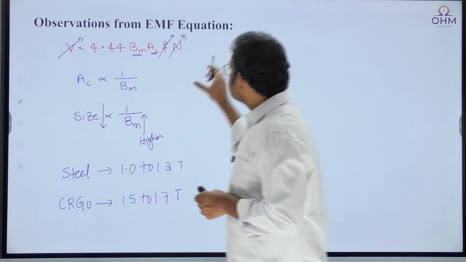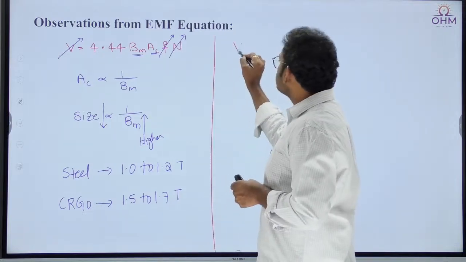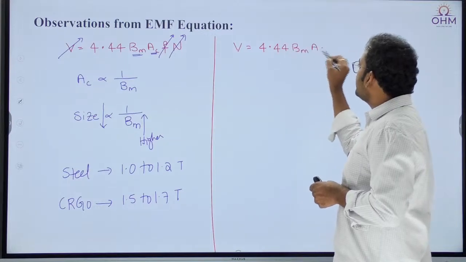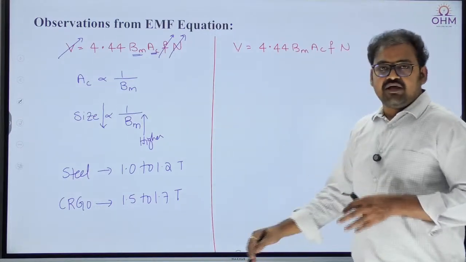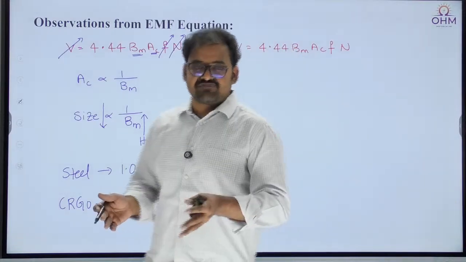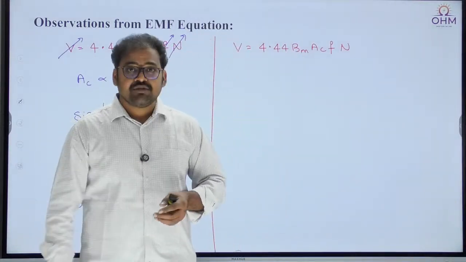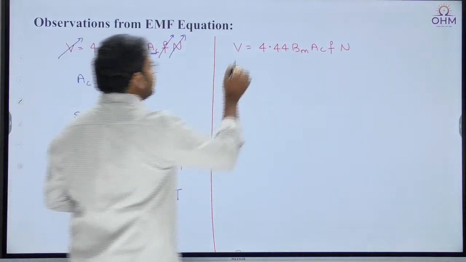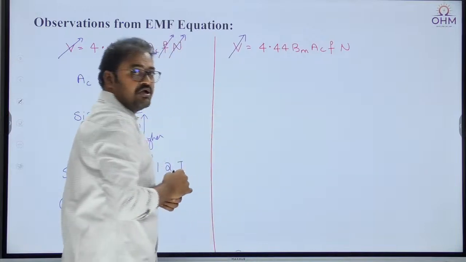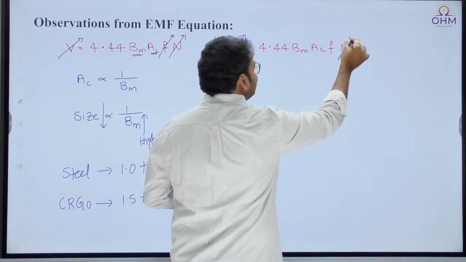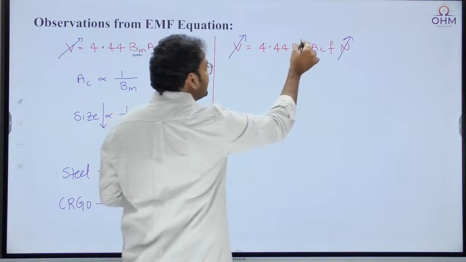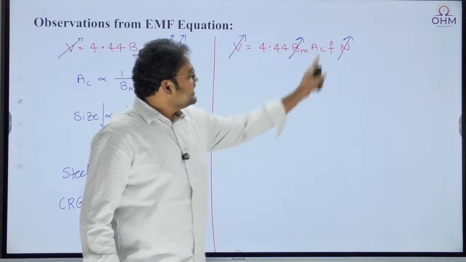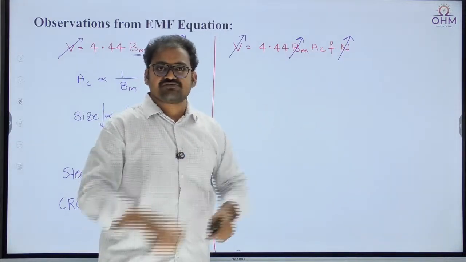Now, the second observation is, look at the voltage equation once again. Voltage is equal to 4.44 Bm cross-sectional area frequency into number of turns. Imagine I have once again two transformers with me. Both transformers are operating at the same voltage level. Both are having the same number of turns. Both are operating with the same flux density also. Let us say voltage, flux density and number of turns are equal in both transformers.